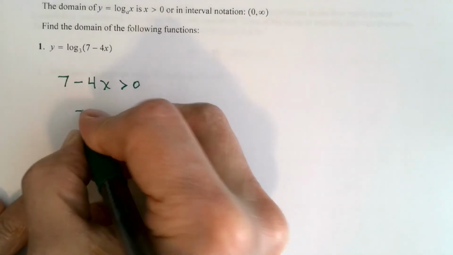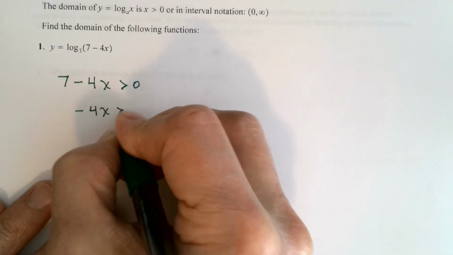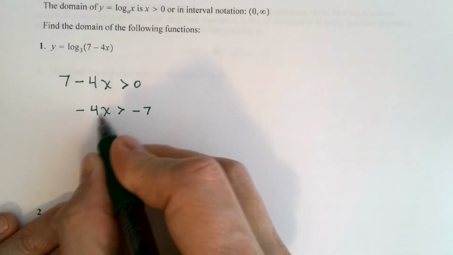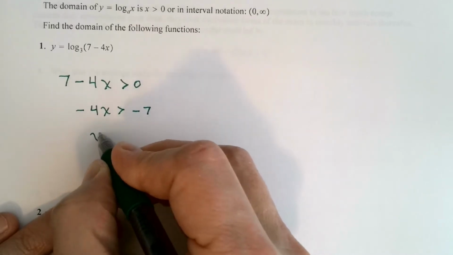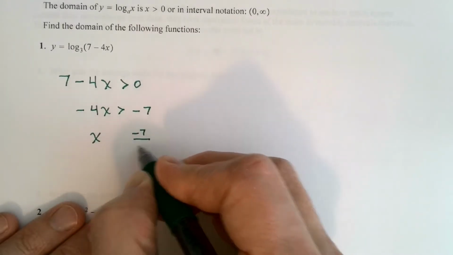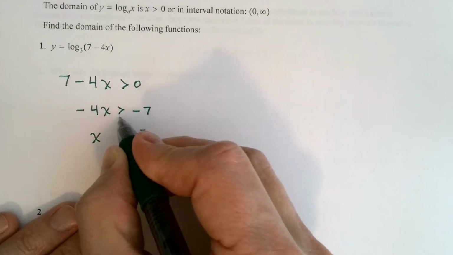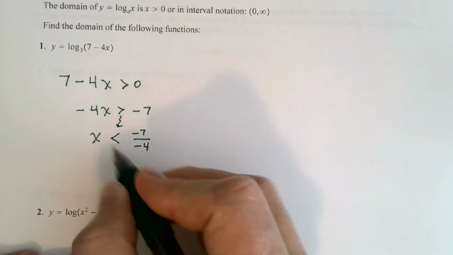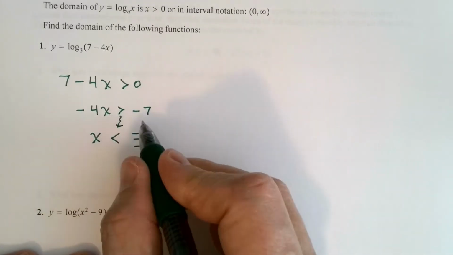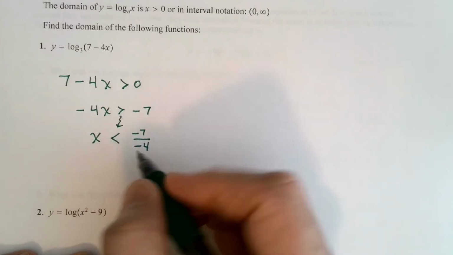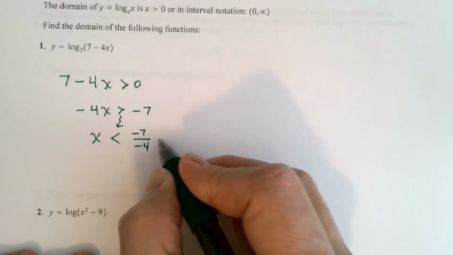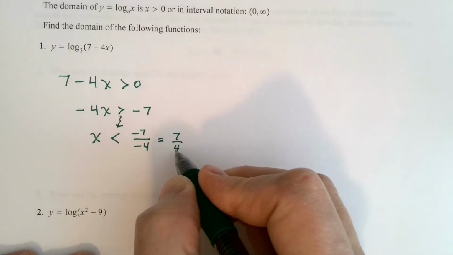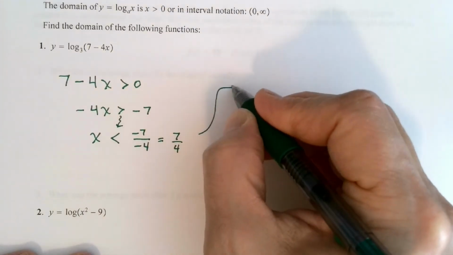How do we do that? We subtract 7 from both sides. 0 minus 7 is negative 7. And then I divide by negative 4 to get x here. But what happens when I divide by negative 4 to my inequality? You remember what happens? It changes direction, doesn't it? Whenever I multiply or divide by a negative quantity in a linear inequality, it's going to change the direction. But negative divided by negative here is positive 7/4, or 1.75.